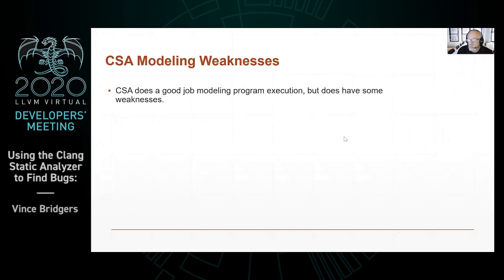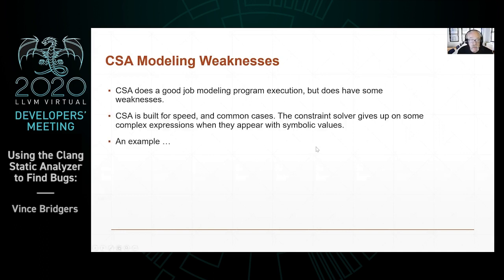So now we'll cover a Clang static analyzer modeling weakness. It does have a few, so there's one in particular that we'll cover that we can overcome. CSA does a good job modeling program execution, but does have a few weaknesses. So CSA is built for speed and common cases. The constraint solver does give up on some complex expressions when they appear with symbolic values.